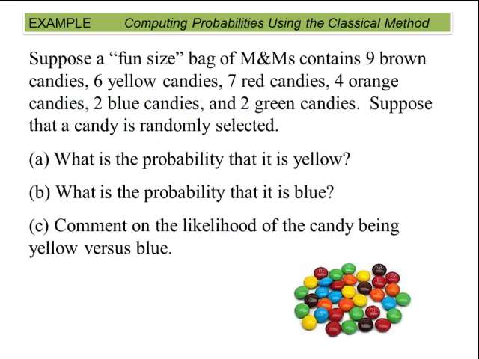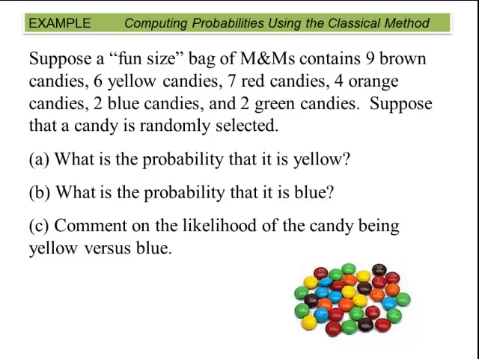Suppose a fun-size bag of M&Ms contained 9 brown, 6 yellow, 7 red, 4 orange, 2 blue, and 2 green. Suppose that a candy is randomly selected. What's the probability it's yellow? What's the probability it's blue? Comment on the likelihood of the candy being yellow versus blue.